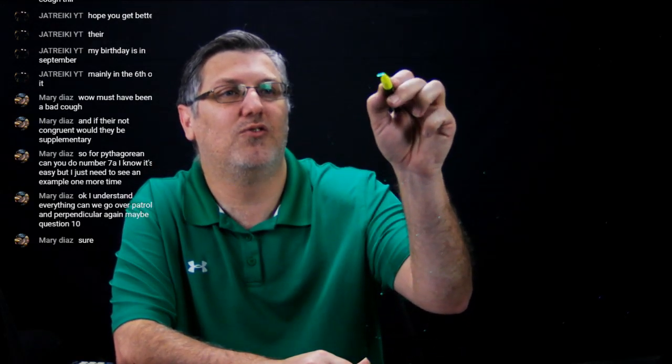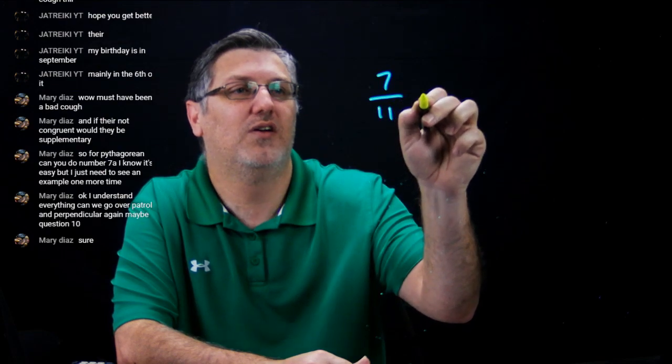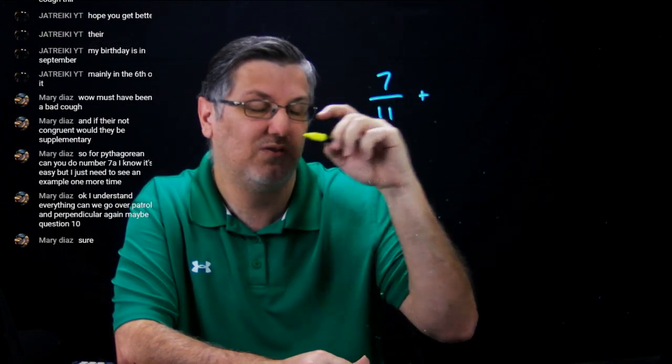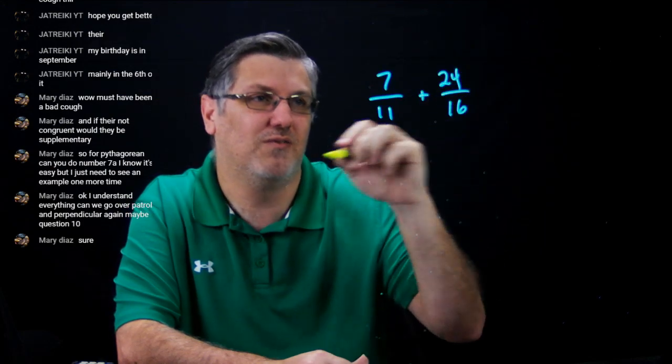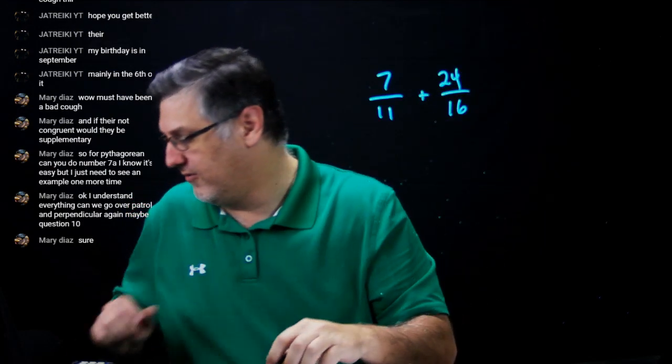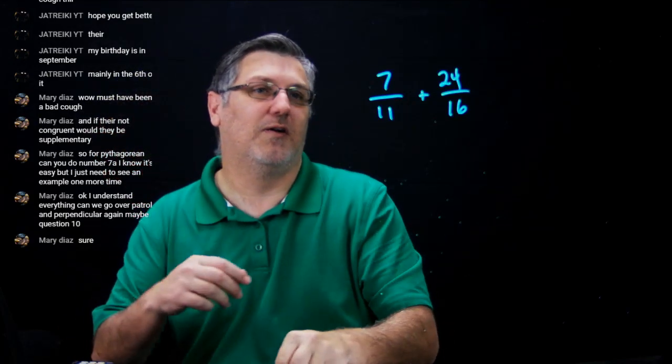So I'm going to do something a little weird here. I'm going to do 7 over 11 plus 24 over 16. No, let's not do that because I can reduce it. You know what? Yeah, let's do that.